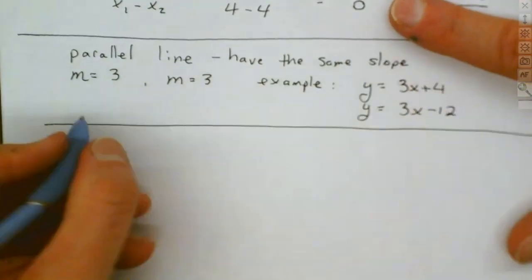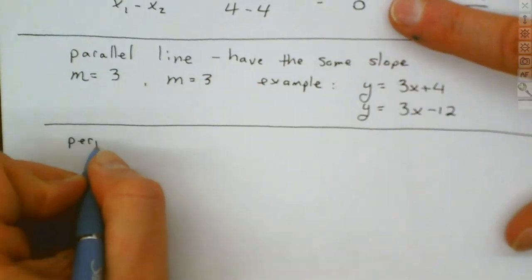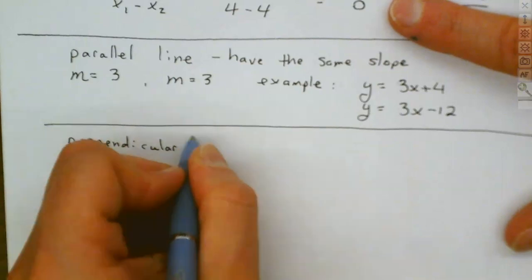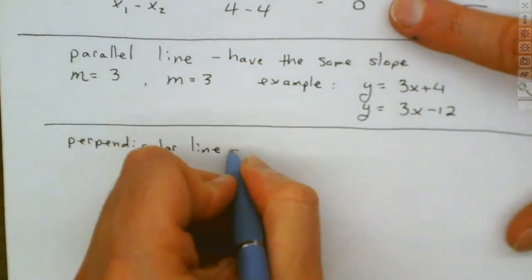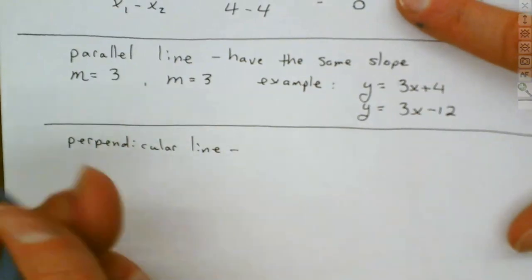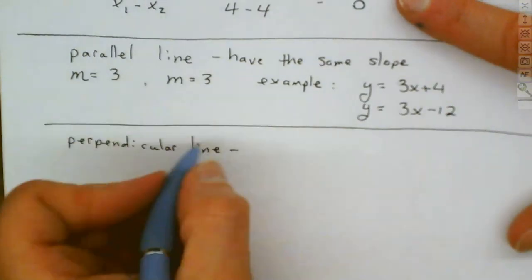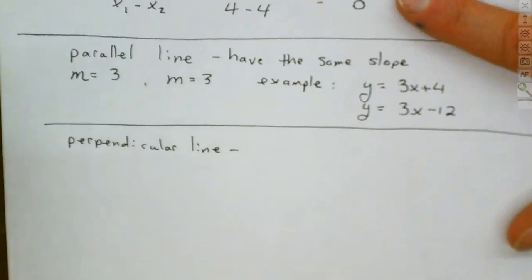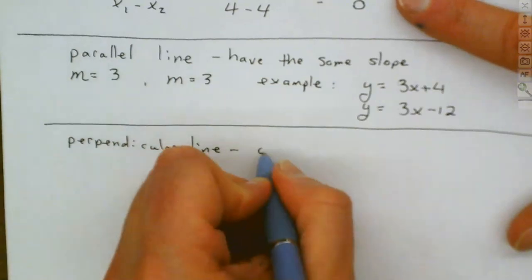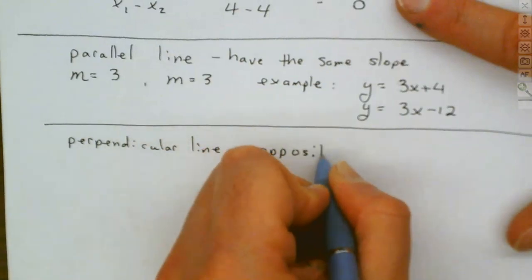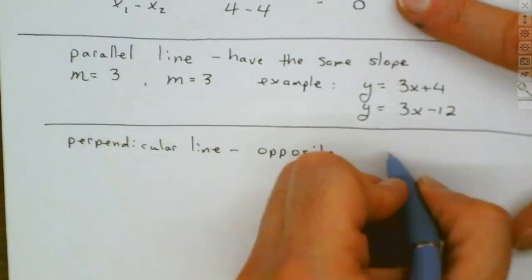What about perpendicular lines? Well, perpendicular lines have the opposite or negative reciprocal slope. I say opposite because I think students are less likely to make a mistake. So when I talk about perpendicular lines, you can either say opposite or negative reciprocal slope. I use opposite because I think it's easier to understand. So they have the opposite reciprocal slope.